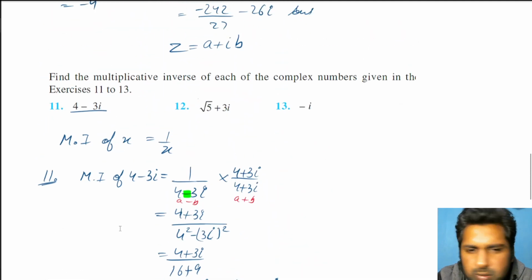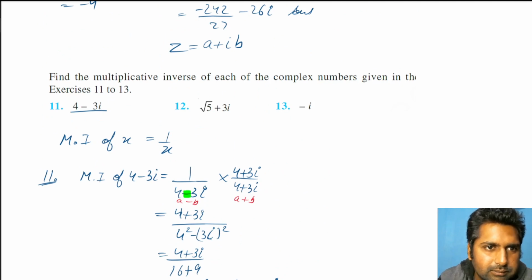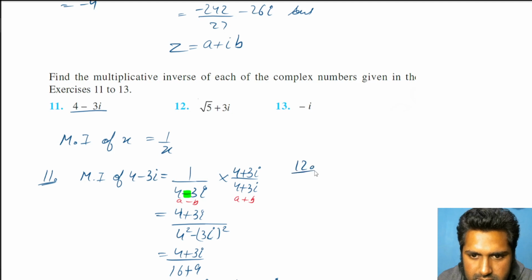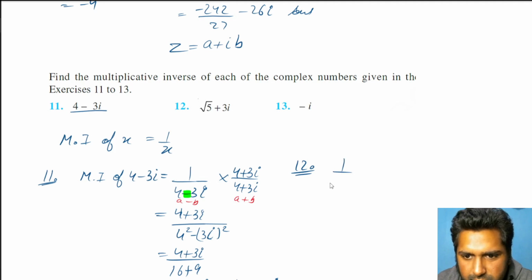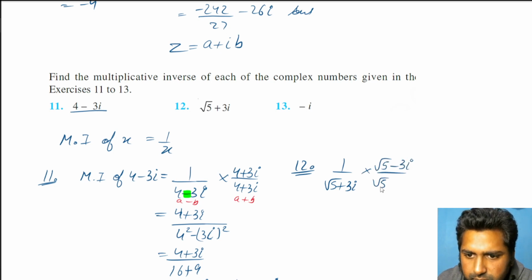Okay, so one multiplicative inverse I haven't solved. The 13th one is pretty simple. Let's solve the 12th one. Root 5 plus 3 iota. What will be the multiplicative inverse? Now I'll write directly. It will be 1 upon root 5 plus 3 iota. And then we have to rationalize. So root 5 minus 3 iota. Change the sign in the middle.